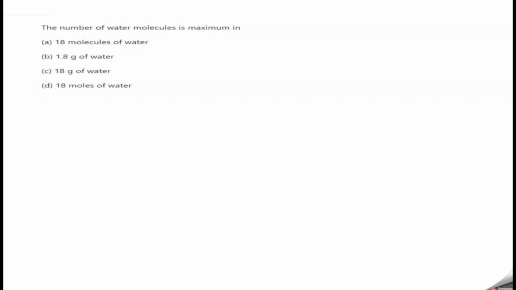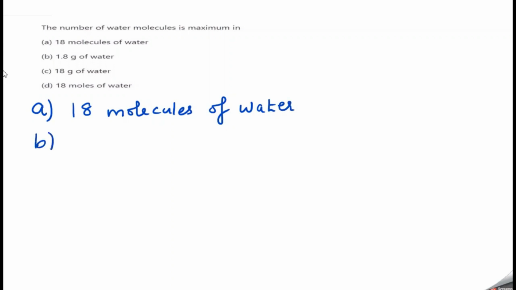Okay, so let us try. The first option given is 18 molecules of water. Let me try to convert every other unit to number of molecules. Then it becomes easy for us to compare the 4 options. So option A given here is 18 molecules of water. Now option B, what is option B given here?